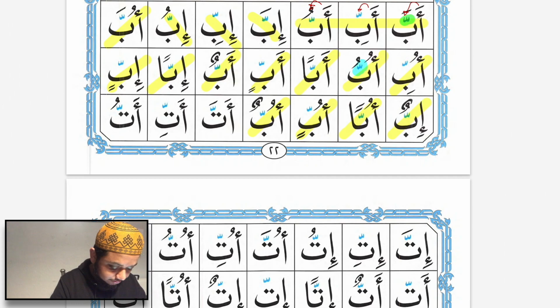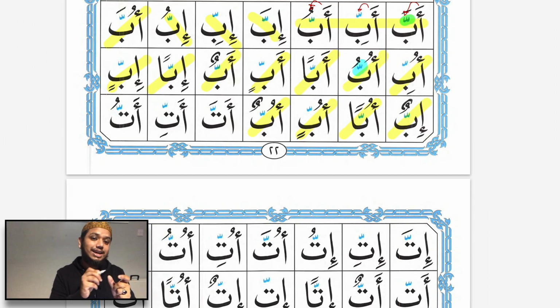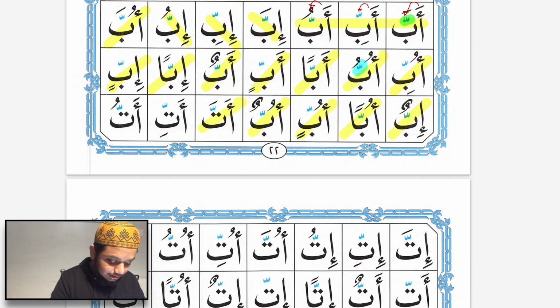Atta. Notice atta, because it's Hamza with a fatha followed by a ta with a sakin and then another ta with a fatha. Atta is joined. Atta, atti, attu.